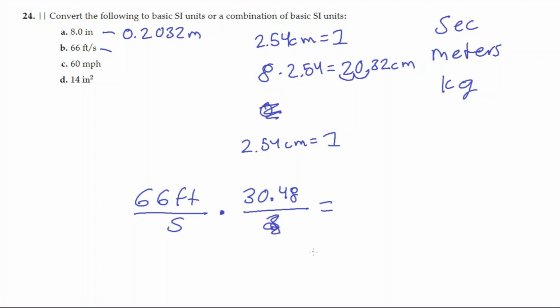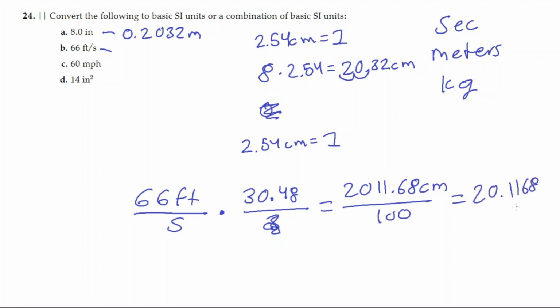So 66 times 30.48 is going to be 2011.68, and this would be our centimeters. And in order to convert this to meters, we need to divide by 100, in which we would have 20.1168, and this would be in meters per second.